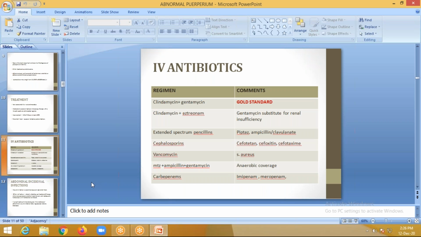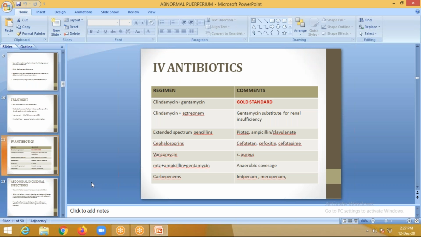These are the IV antibiotic regimens. The most commonly used, or gold standard, is clindamycin and gentamicin, which will cover anaerobic and aerobic bacteria. And clindamycin and azithromycin, where azithromycin is the gentamicin substitute for renal insufficiency. Before giving gentamicin, we have to check RFTs. If the RFT is normal and the serum creatinine is within the normal range, then only we give gentamicin. Otherwise, the second regimen is followed.